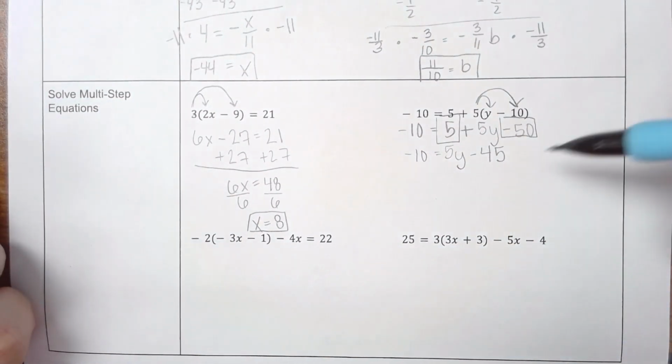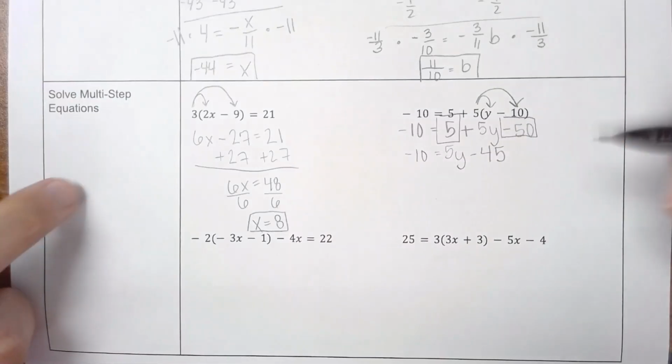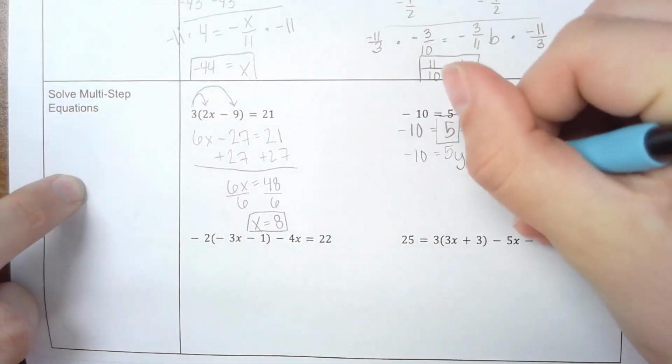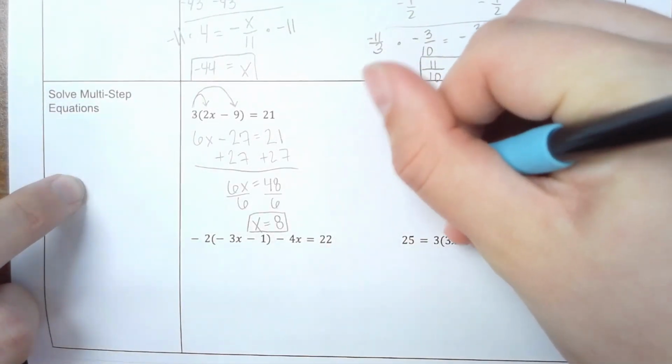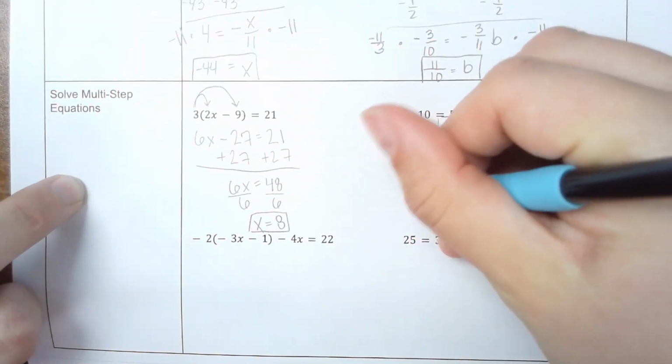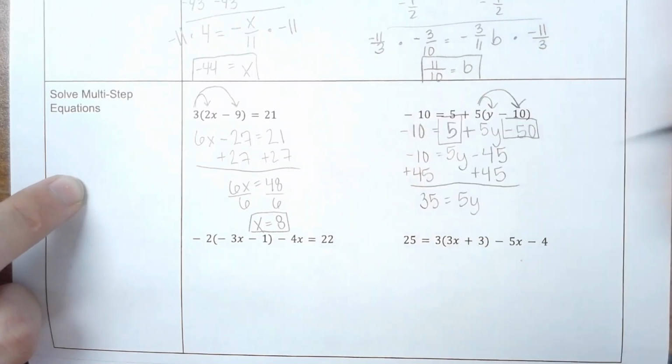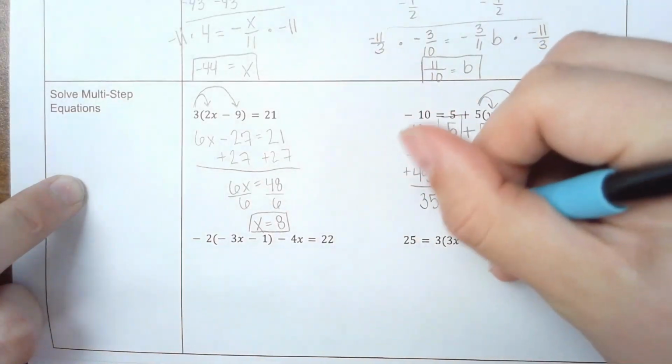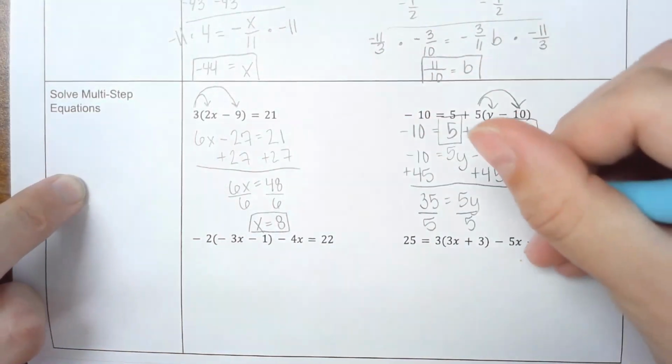Okay, and now since everything is simplified, I can just solve this like normal. So my first step would be to add that 45 to both sides. And I would get negative 10 plus 45, which is 35, equals 5y. Divide both sides by 5, and you would get y equals 7.